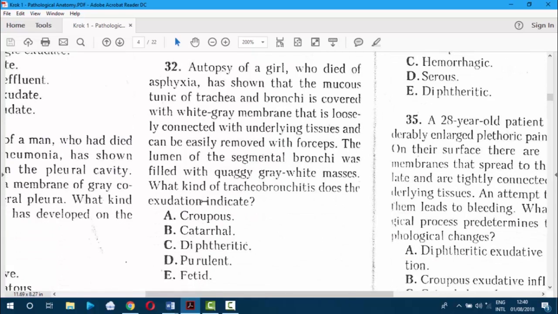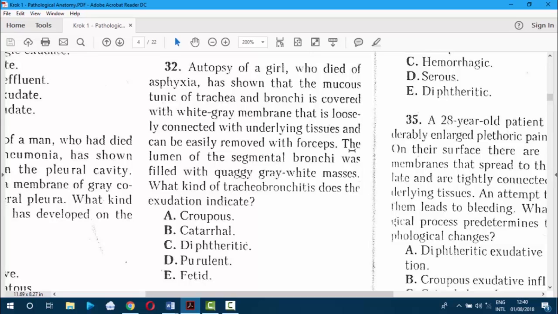32. Autopsy of a girl who died of asphyxia has shown that the mucous tunic of trachea and bronchi is covered with white-gray membrane that is loosely connected with underlying tissue and can be easily removed with forceps. It can be easily removed. That's a clue. And of course, the fact that it is gray. So it is fibrinous, right?